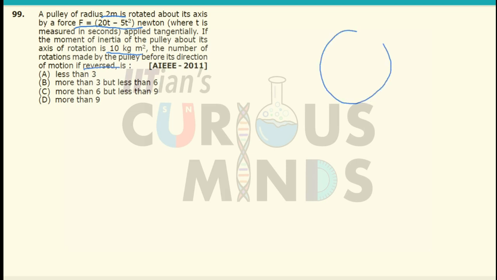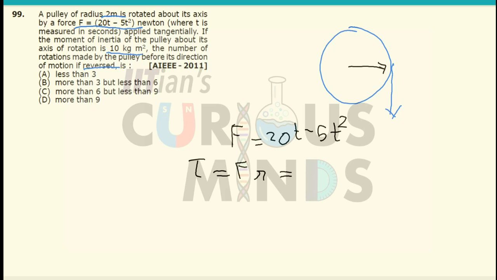If I consider this as a pulley, the force is applied tangentially at every time, and this force is given by 20t − 5t². Since it is tangential, the torque produced will be force into the radius r. We can directly take the product without the angle, because the angle between them is 90 degrees and sin 90 is 1. So it is F into r, with r equal to 2, which is 40t − 10t². This is the torque.